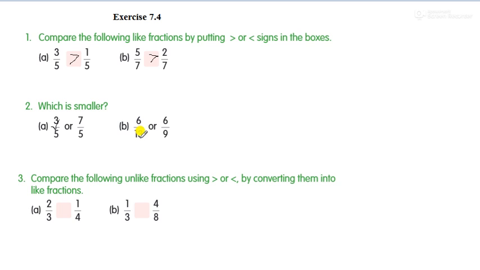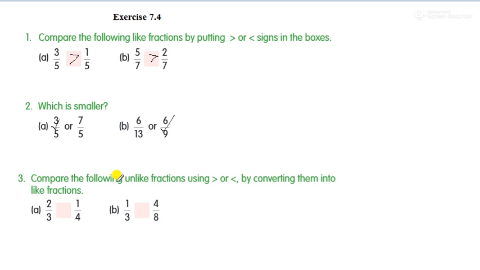Here 6 by 13 or 6 by 9. Here the denominators are different. So what here? 6 by 13 or 6 by 9. Here the smallest number is which one? Here 6 by 9 is smaller.